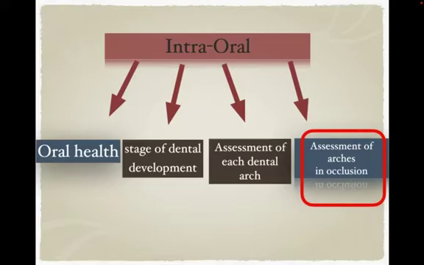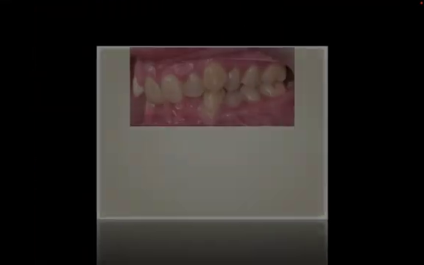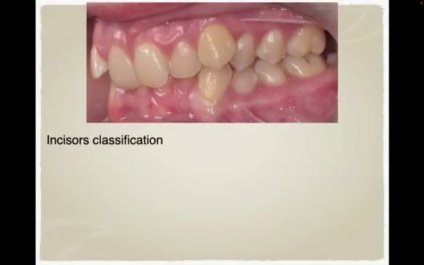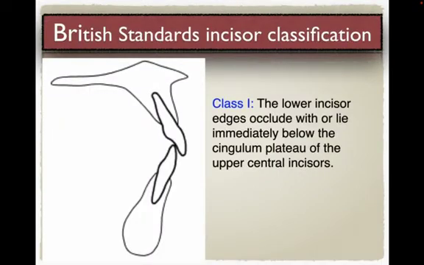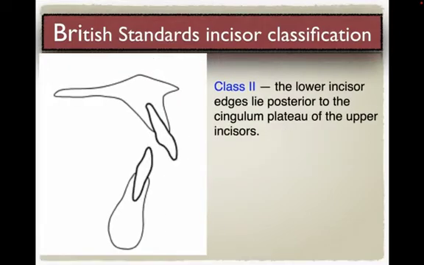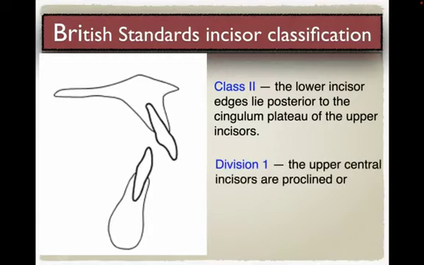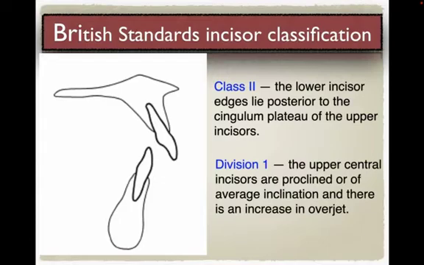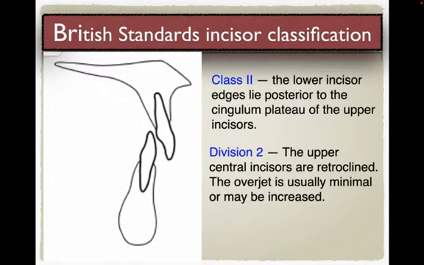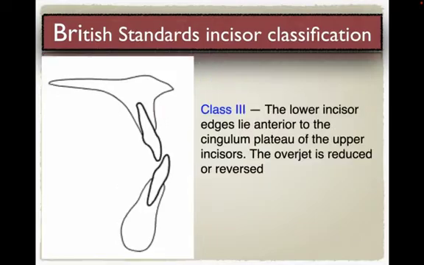Then we have to do assessment of the arch in occlusion. So we have to look at the incisor classification. Class 1 is when the lower incisal edge is occluding with or lies immediately below the cingulum plateau of the upper incisors. While Class 2 is where the lower incisors are posterior to the cingulum plateau, and this can be subdivided into division 1, where the upper central incisors are proclined or average and the overjet is usually increased, or division 2, where the upper incisors are retroclined and the overjet is usually reduced.